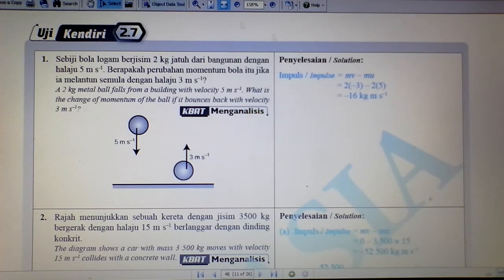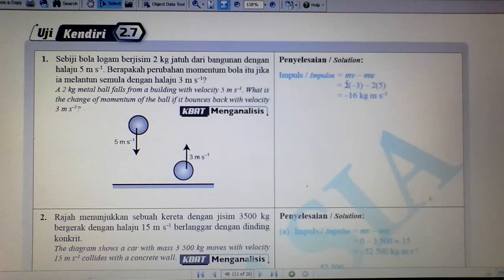Okay, now look at how we solve this problem. We want to determine impulse or change in momentum. Direction downward we take as positive, meaning u equals 5 meters second negative 1. The ball bounces back, meaning after it hits the ground, it bounces back. Thus, the final velocity is in the opposite direction, so we must put a negative sign.